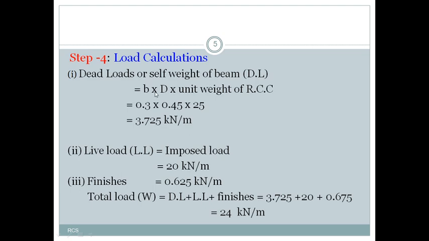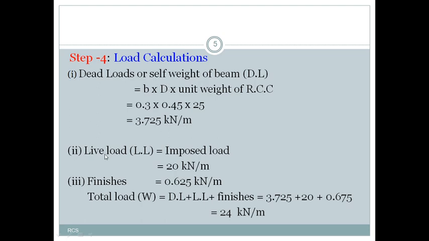So there is a formula: B, the width of the beam, into the overall depth of the beam, into the unit weight of RCC. Here the width of the beam is given as 300 mm, that is 0.3 meters, and the overall depth is 450 mm. If you convert that into meters, that is 0.45, into 25. 25 is the unit weight of concrete in kilonewton per meter cube. If we multiply all those things, we get the dead load as 3.725 kilonewton per meter.